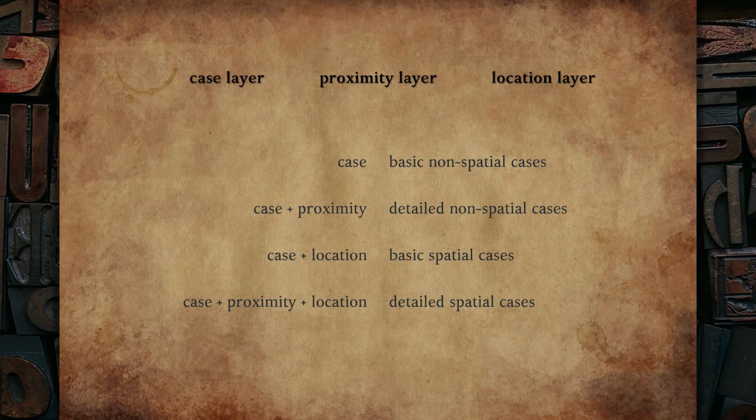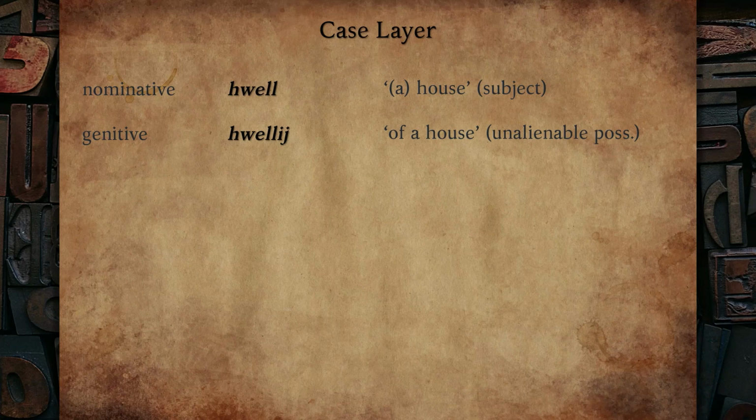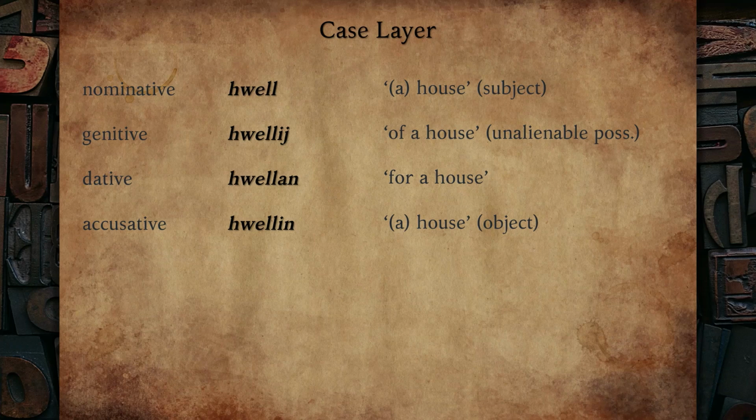Let's start with the case layer. On the case layer, we have 6 cases, as I said. The nominative, which is unmarked, so huel is just a house as a subject. Then we have the genitive, hueli, as of a house, and more specifically, unalienable possessive, but I'm going to explain later what this means. Then we have the dative, huelan, for a house, and the accusative, huelin, a house as an object. And those are basically the 4 cases we have in German, but I added 2 more.